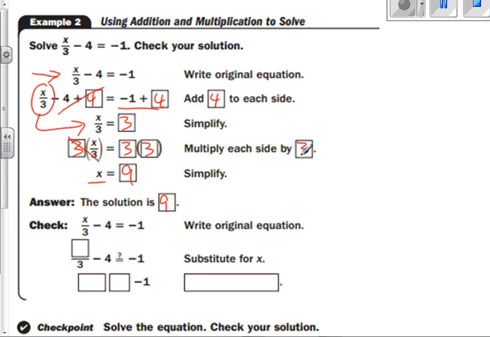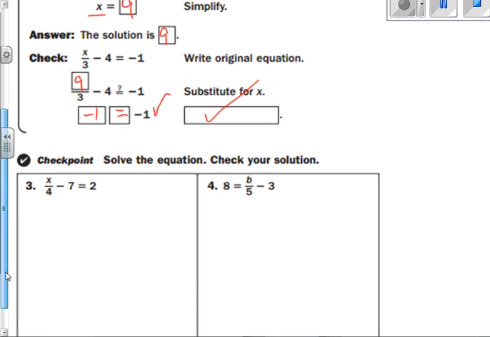Let's multiply by 3. All right, so right now let's do our check real quick. x divided by 3 minus 4 is equal to negative 1. I believe that x is 9. If I do 9 divided by 3, that gives me 3 minus the 4. Okay, so 9 divided by 3 is 3. 3 minus the 4 would be -1. -1 is equal to -1. All right, so I know that my solution checks out. So I know that the value of x is correct.